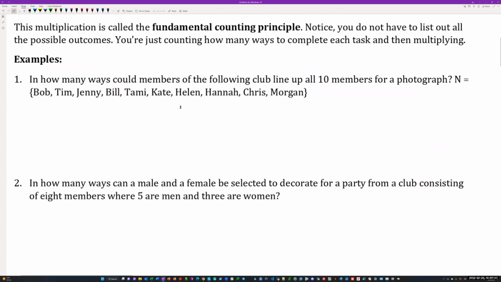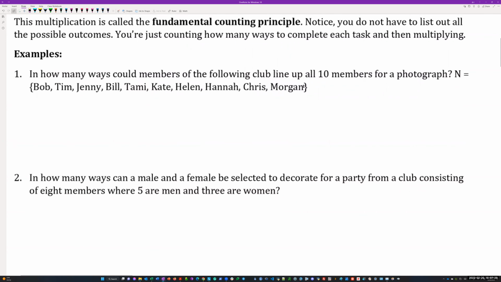So in how many ways could the members of the following club line up all 10 members for a photograph? N equals this. All right. I don't like them saying N, but whatever. Hopefully there's 10 here. 1, 2, 3, 4, 5, 6, 7, 8, 9, 10.